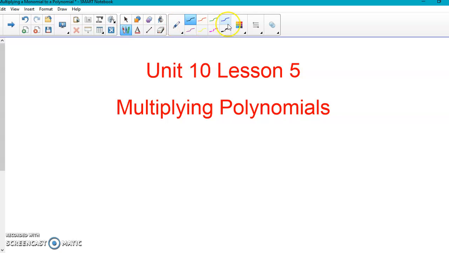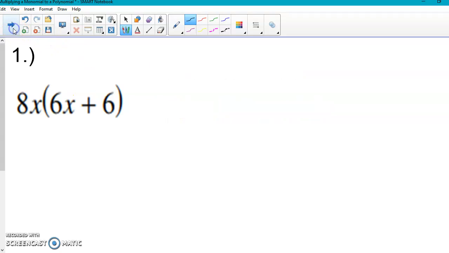Alright guys, here we go with our next online lesson. So we're going to move to lesson 5, which is multiplying polynomials. What we did last week was adding and subtracting. So we're going to bump it up just a little bit to multiplying.